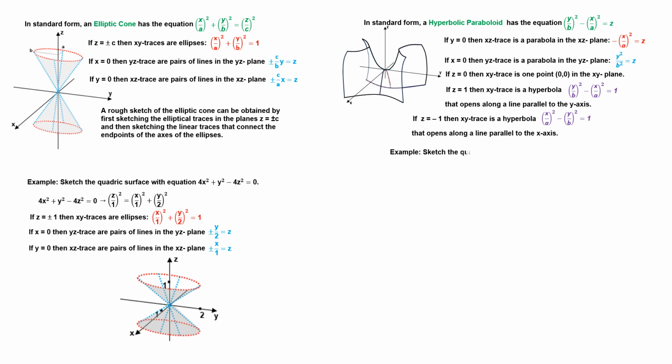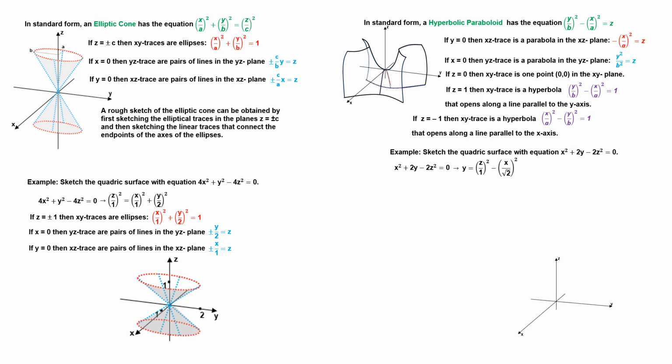Sketch the quadric surface with the equation. To classify and sketch a quadric surface, start by writing the surface in standard position. As we can see, y is raised only to the first power. We obtain this equation in standard position by isolating the variable y.